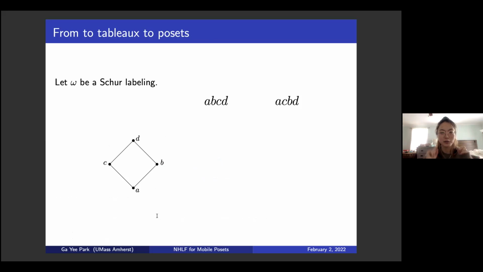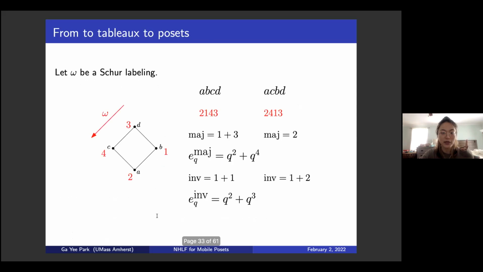Okay, let's do major and inversion for this particular example. So first, we need to label this poset. And I am going to label this 1, 2, 3, 4 like this. And this is a short labeling where I am increasing in this direction, going by this row, this row, this row, and this row. So ABCD now corresponds to 2, 1, 4, 3, and ACBD now corresponds to 2, 4, 1, 3.